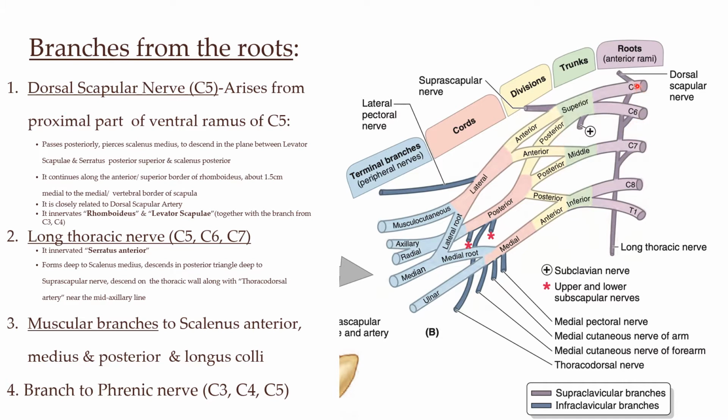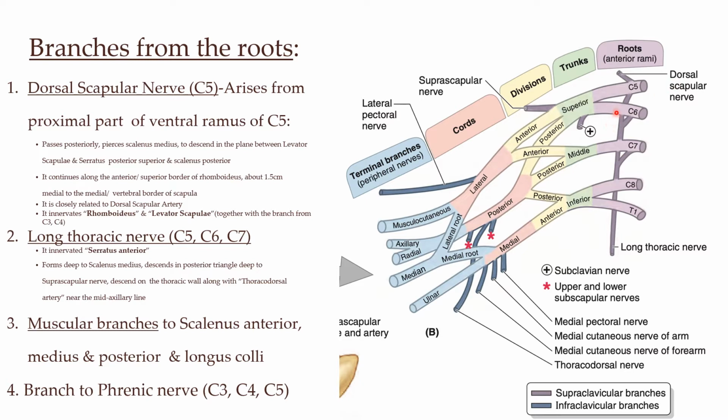Now let us focus on the illustration present on the right side. This is C5 root of the brachial plexus. Here you can see this is dorsal scapular nerve. This dorsal scapular nerve, after branching out from the C5 root of the brachial plexus, pierces the scalenus medius muscle and then descends over the dorsal side of the body wall, that is over the back in the scapular region, parallel to the medial border of scapula. The important point to note here is that this dorsal scapular nerve is accompanied by the dorsal scapular artery. It innervates rhomboid minor and rhomboid major muscle along with levator scapulae.